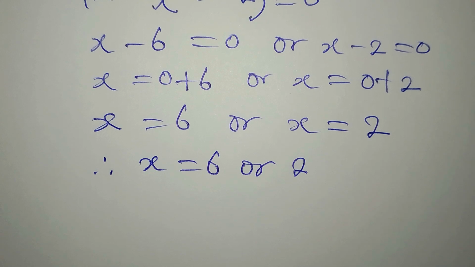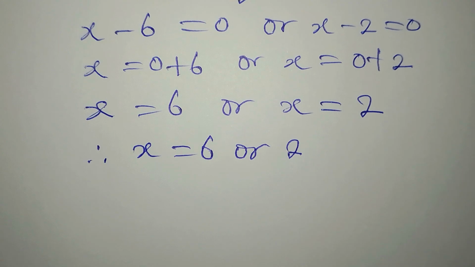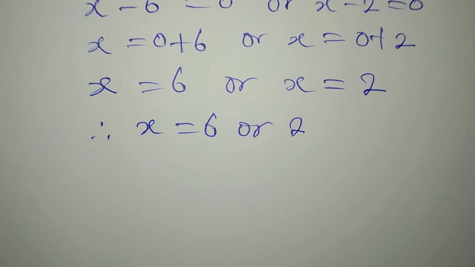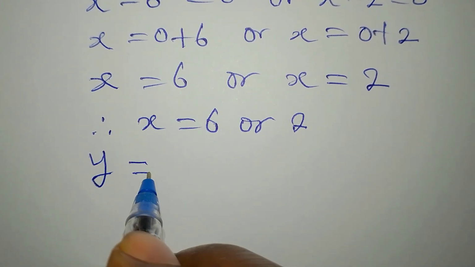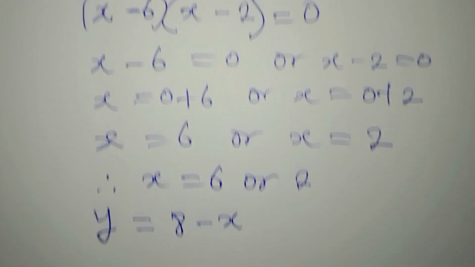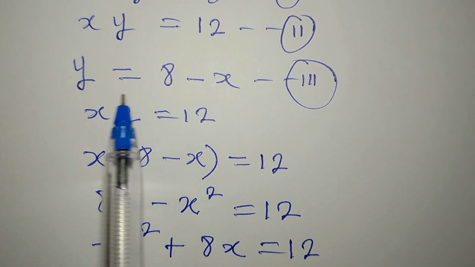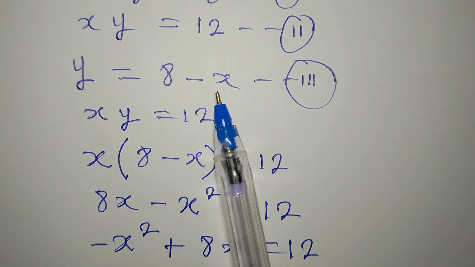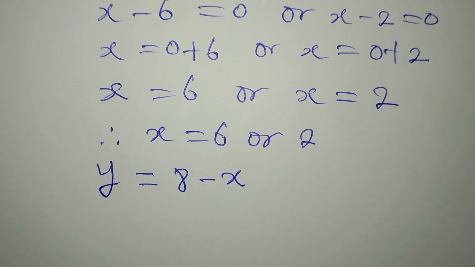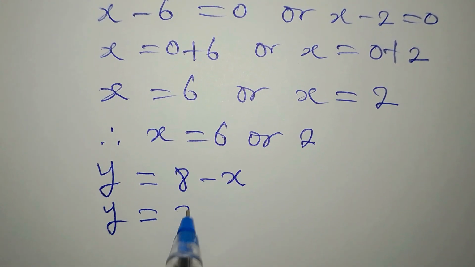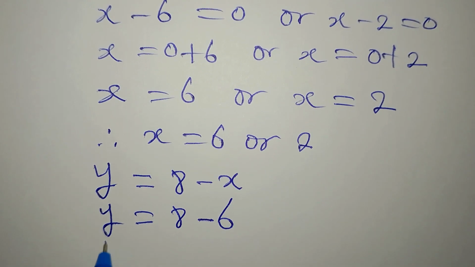Now that we have two values for x, we are expected to have the corresponding values for y. And we will get that from our equation 3, where we had y equals 8 minus x. Let's take a look at that again. Our equation 3 is y equals 8 minus x. So from here now, what we'll do is to put in the value of x, and the y will be known. Our y will be 8 minus, I will work with the first value of x, which is 6.